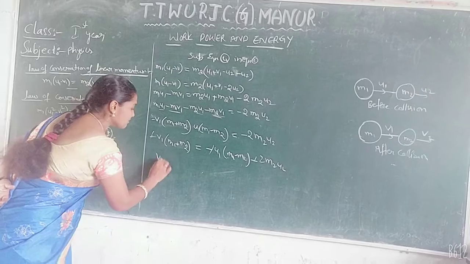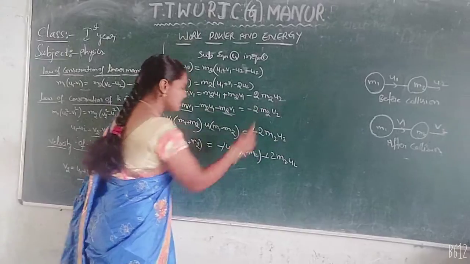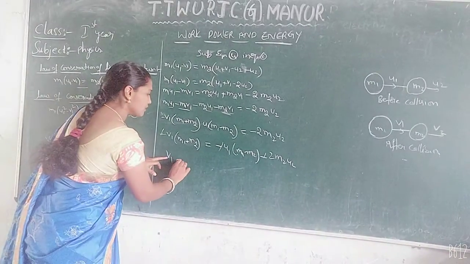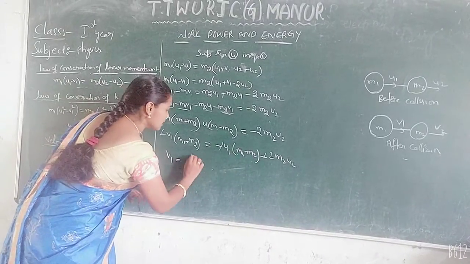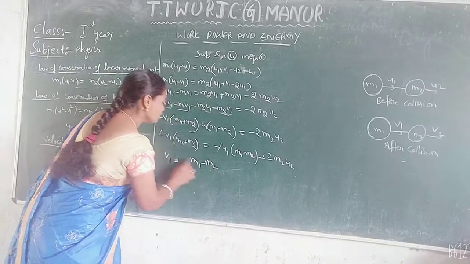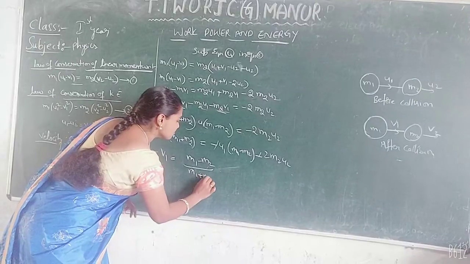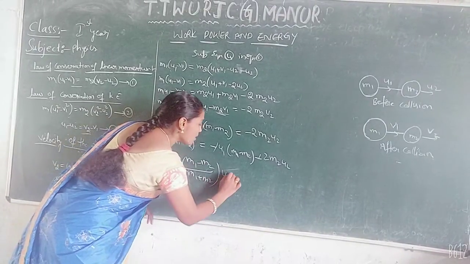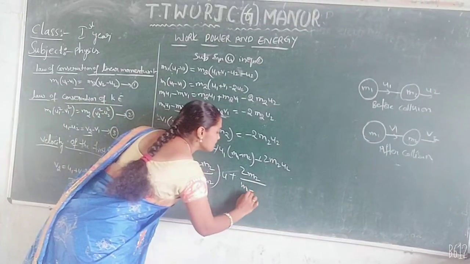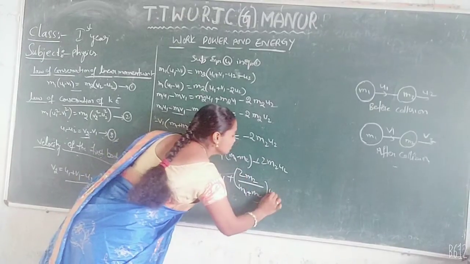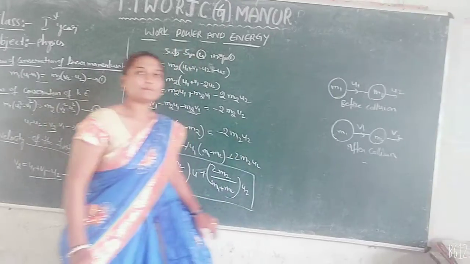Here we have to find the velocity of the first body, which is v1. So we have to write the equation for v1. To write this equation, bring all this to this side. That means what is remaining here is (m1 minus m2). Bring this to this side: here it is multiplying, there it divides. That is v1 is equal to (m1 minus m2) by (m1 plus m2) into u1 plus 2 m2 by (m1 plus m2) into u2. So this is the velocity of the first body after collision.